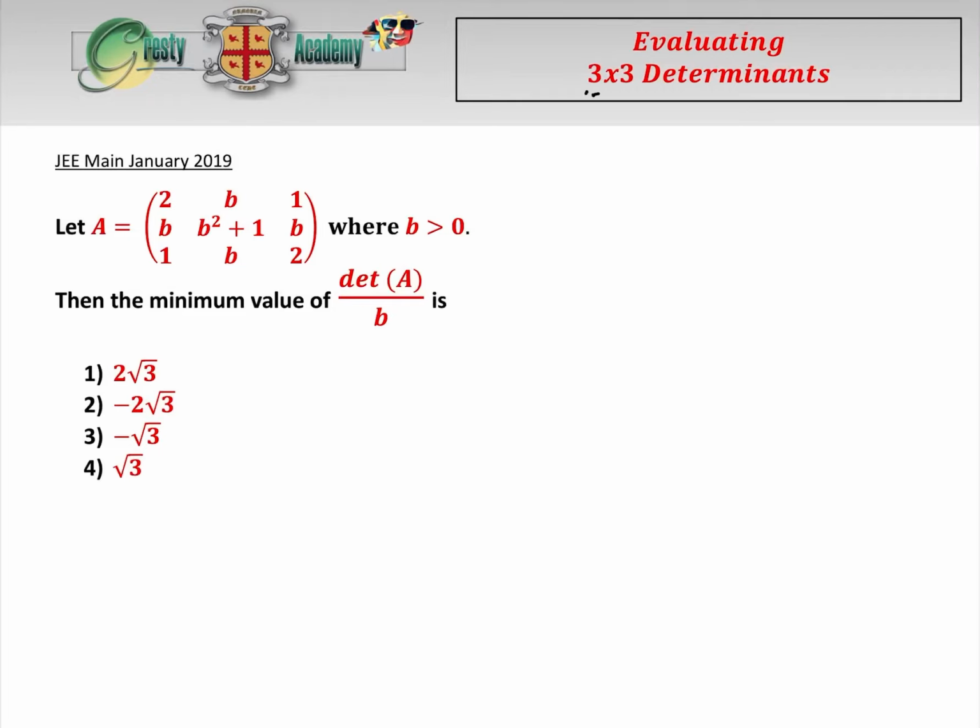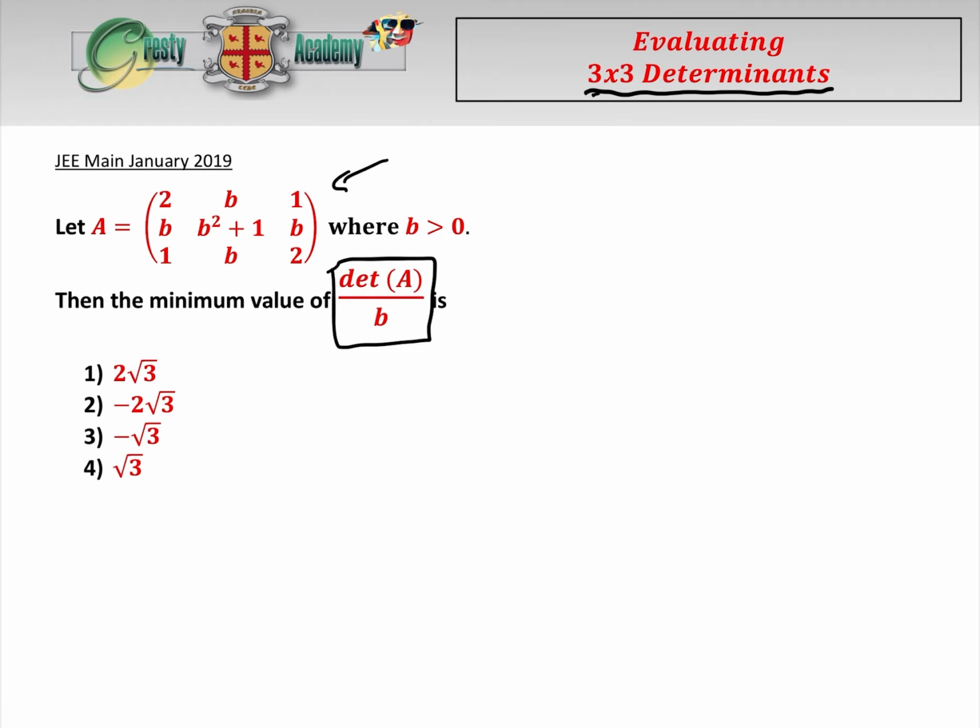So today we're going to be looking at evaluating 3x3 determinants. This is a fairly standard question, and if you can get your head round it, then these are relatively easy marks. We have A, which is a 3x3 matrix here, and we have to find the minimum value of the determinant of A over B.